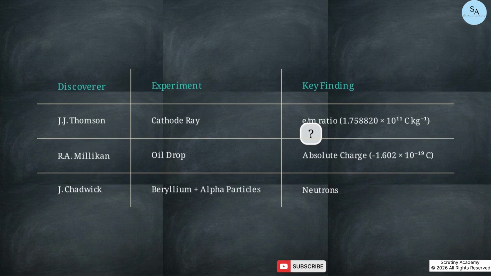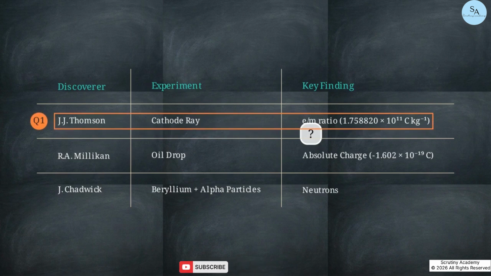Use this table to consolidate the key data points for your revision. You must be able to map each scientist to their specific experiment and their primary finding. Predicted question 1. Which particle's properties are independent of the nature of the gas in the discharge tube? The answer is the electron, as shown in Thomson's cathode ray experiments.